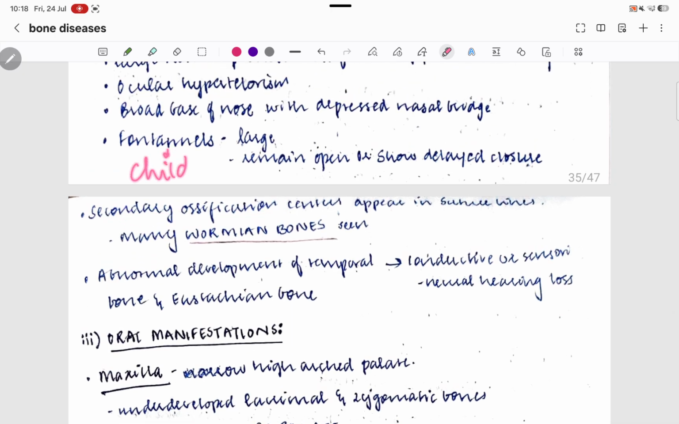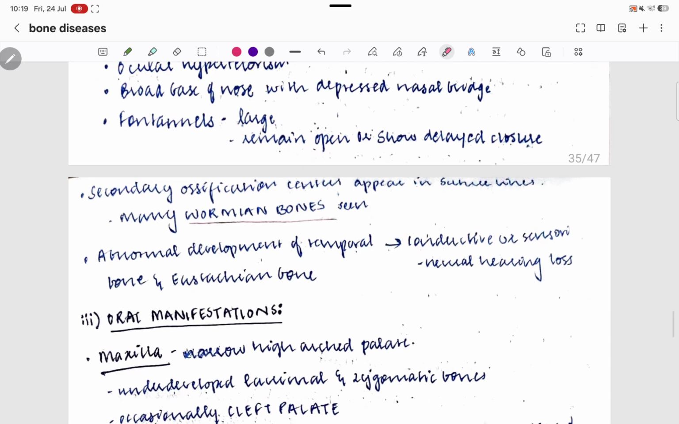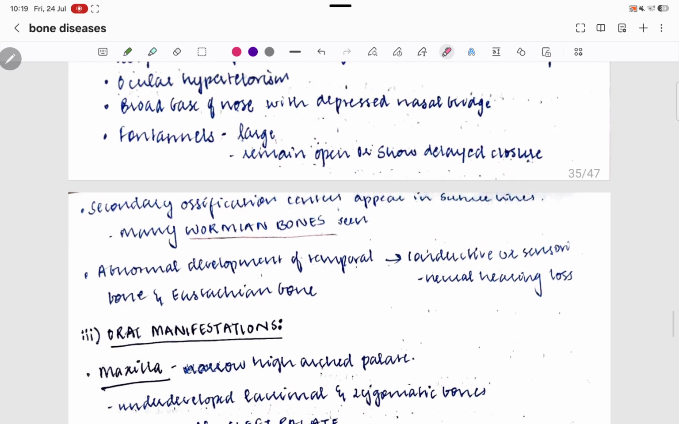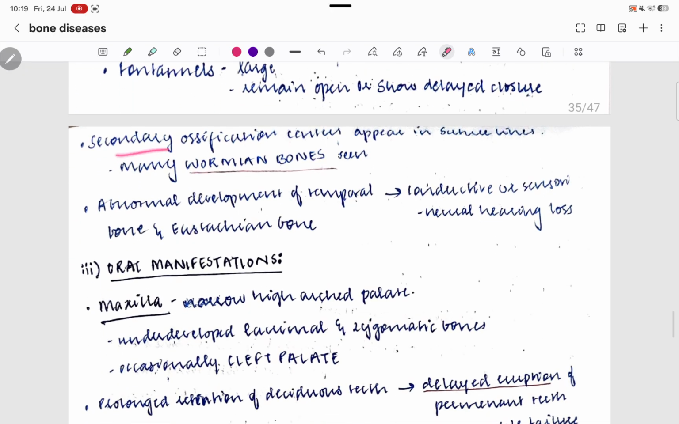Okay, I'll tell you what fontanelles are. In children, the unossified bone which later ossifies has an ossifying center, an area which is going to be ossified. Those areas are called fontanelles, which eventually ossify. Sometimes they fail to ossify or they remain largely open in this syndrome.